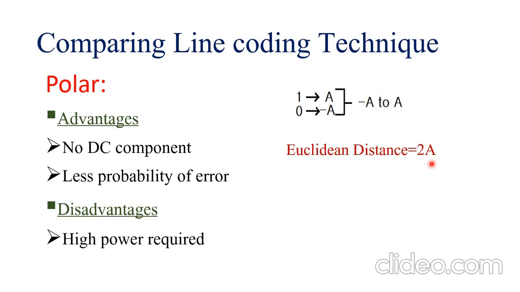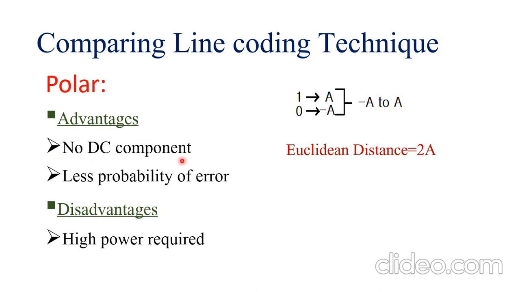But as the amplitude is ranging from minus A to positive A, it requires high power, and this is the disadvantage of it, because the amplitude range is from minus A to plus A. The reason is we need to send a higher amplitude range, so it requires high power, but the Euclidean distance is more, so the probability of error is less, and it has no DC component.